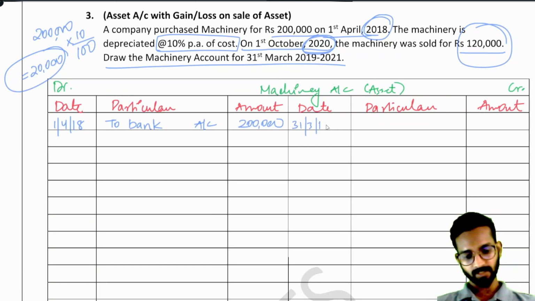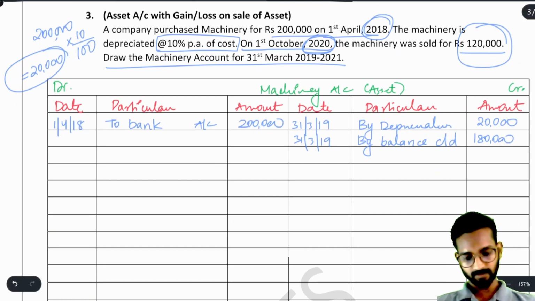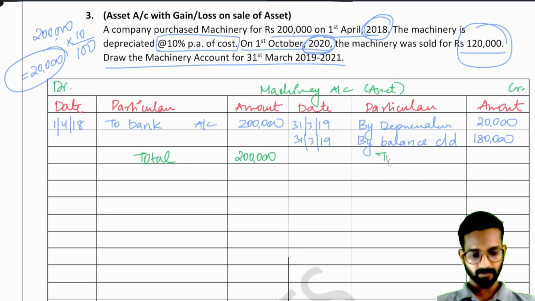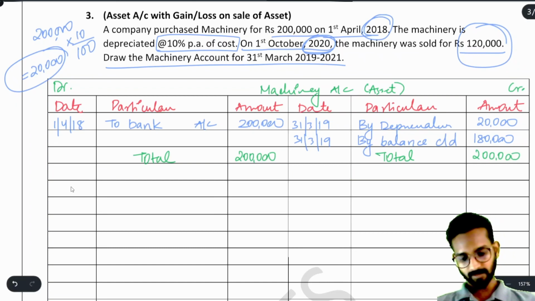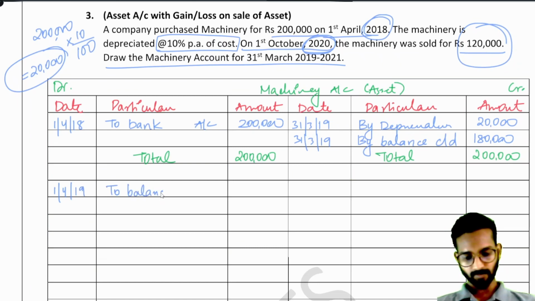31st March of 2019, I will charge the depreciation. Depreciation for one particular year is 20,000. Then 31st March 2019 by balance carried down, that is 1,80,000. Simple. So your total will be 2 lakhs. Here also total will be 2 lakhs. Then write the opening balance, 1st April 2019 to balance brought down 1,80,000.